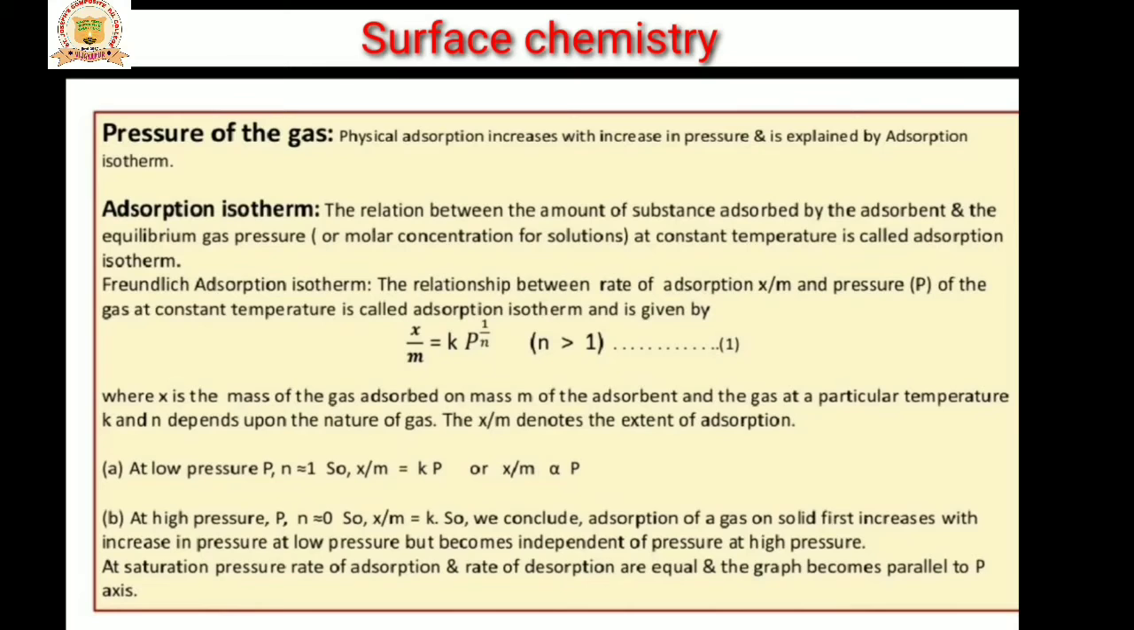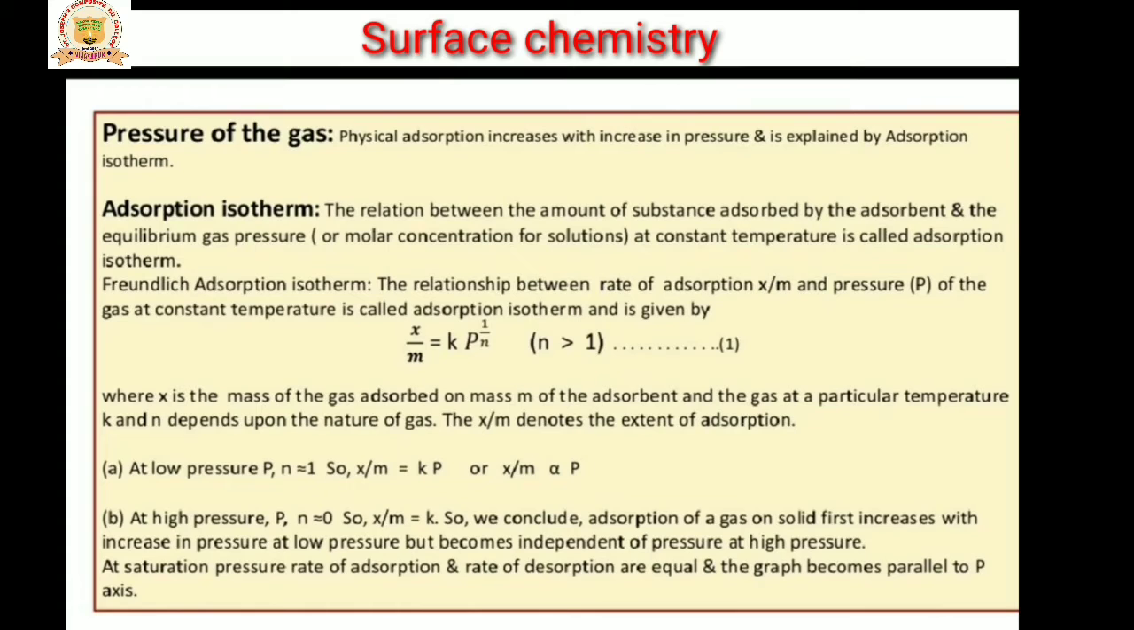x is the mass of the gas adsorbed. m is the mass of the adsorbent. Here x by m denotes the extent of adsorption, because x is the accumulation of the molecules on the mass of the adsorbent, meaning the process of adsorption takes place. Here the whole ratio x by m is called the extent of adsorption. Here the extent of adsorption is directly proportional to the pressure.